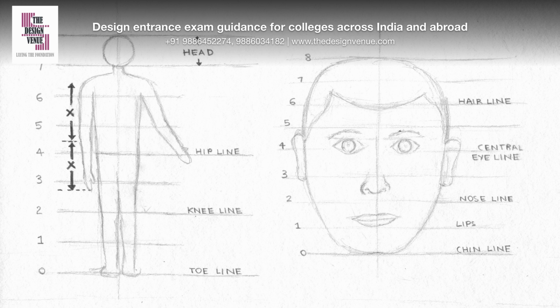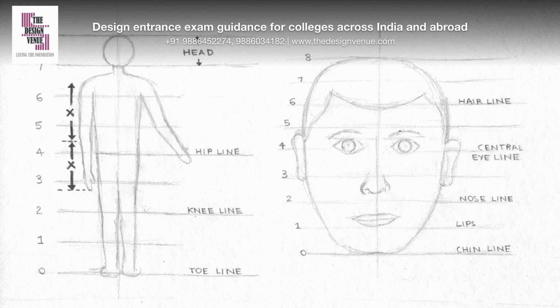What you have to keep in mind is that the length between the shoulders and the elbows will be the same as the length between the elbow and the fingertips. The same applies even for the legs. So the length between the kneecap and the toe will be the same as the thigh.